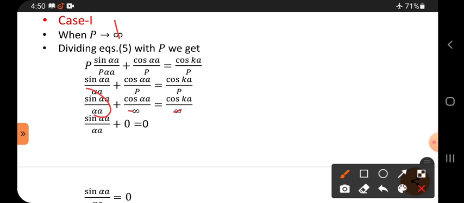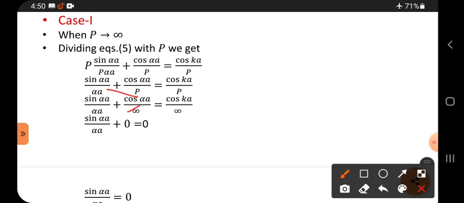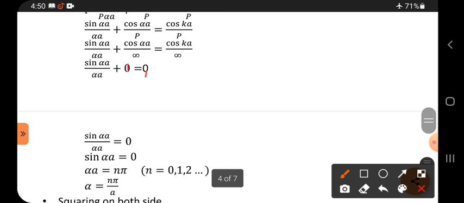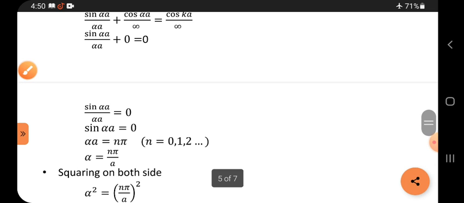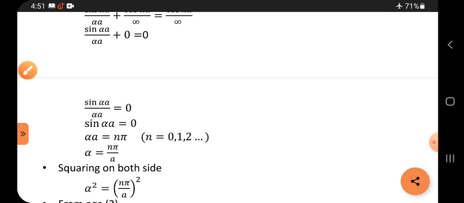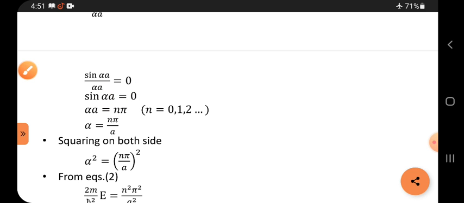Here there is no P, it is already cancelled. Something divided by infinity becomes 0, that is why 0 is written. Next, sin αa / αa is 0, and bringing the alpha to this side it is also 0. Finally we get sin αa = 0. So at what angles of sine do we get zeros?